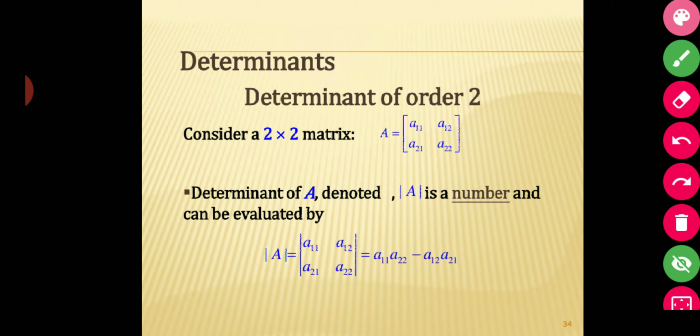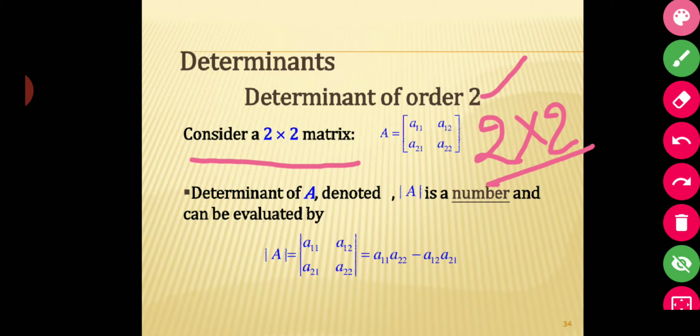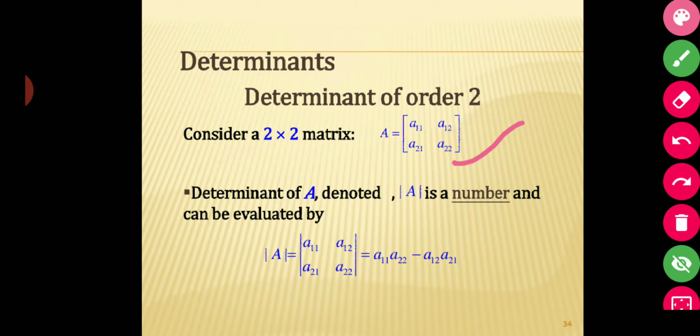What is a determinant? First I will clarify determinants of order 2. Consider a matrix of 2 by 2 order, a matrix in which 2 rows and 2 columns are present. This is known as a 2 by 2 order matrix. Here you see there are 2 rows and 2 columns. So this is a 2 by 2 order matrix.